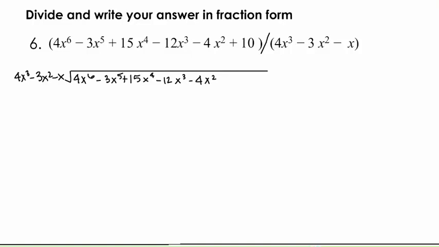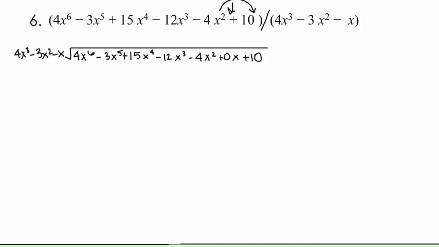So when setting this up, we can see that in our numerator, we are missing an x, which would go right here, because we go from x squared automatically to a term that lacks the x variable. So when you write that in your radicand, you're just going to do plus 0x plus 10, so you have a marker for that, so you do not forget that term. So let's go ahead and start working this out.